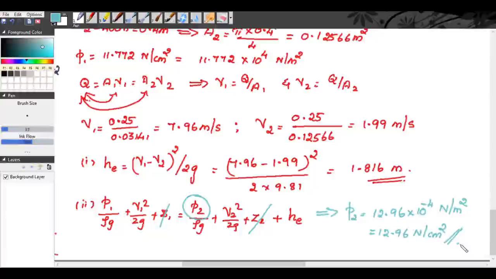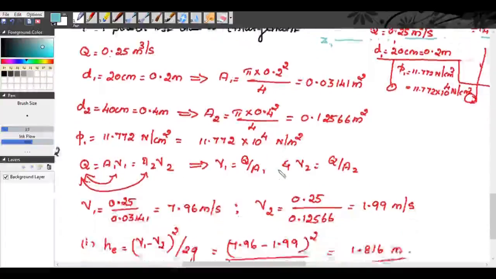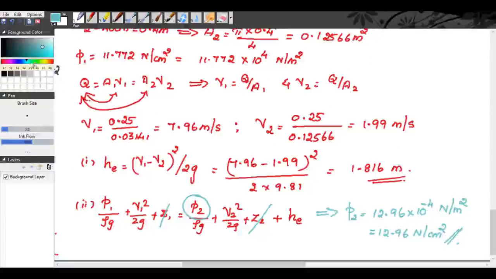Now, what is the third thing we need to find? It is the pressure lost due to enlargement. As we have discussed in the previous problem in the last class, the pressure lost due to enlargement will be equal to weight density, that is rho into G, multiplied by discharge multiplied by the head lost. We will get the power lost in terms of watts. In order to convert it into kilowatts, we will divide it by 1000.